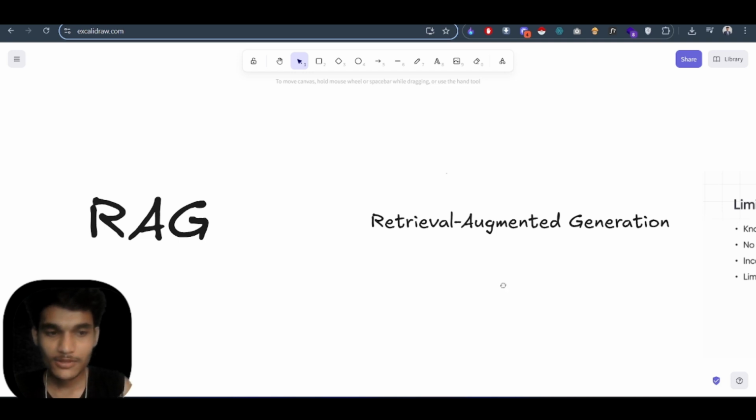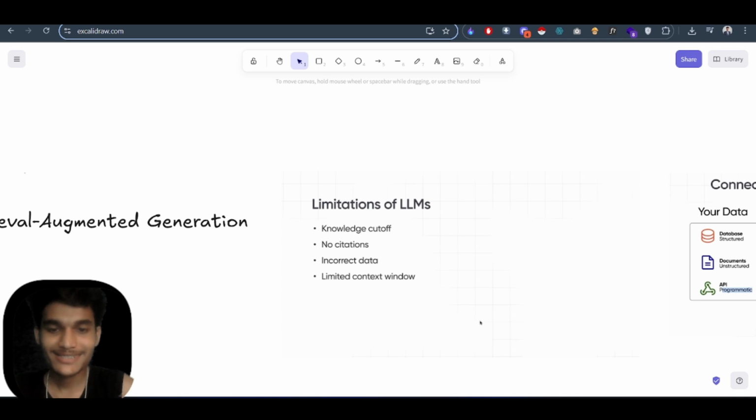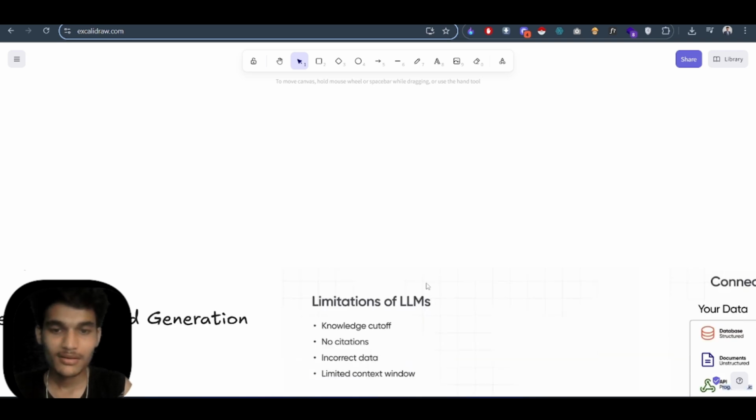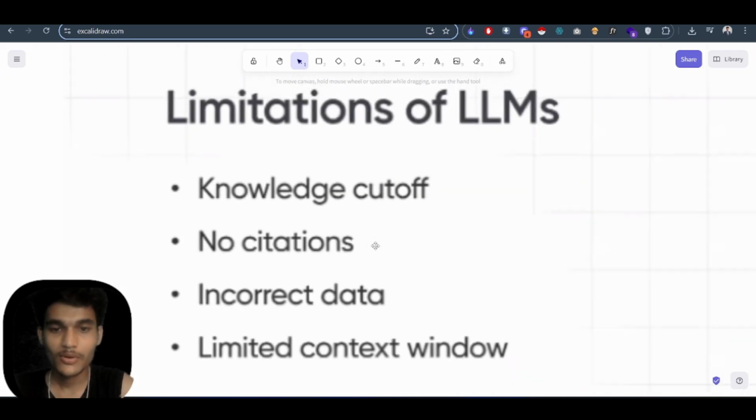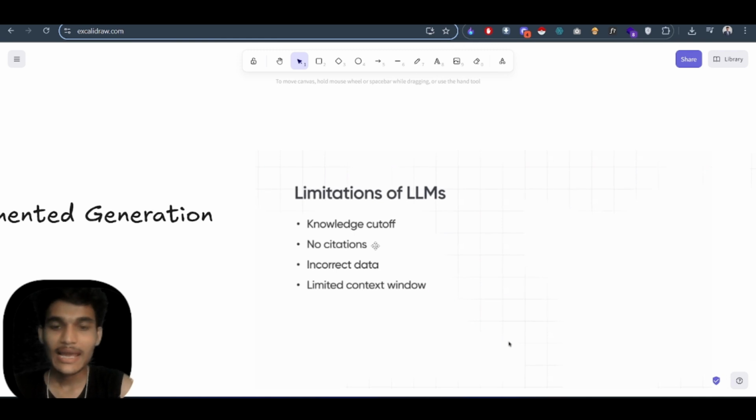First of all, what are the limitations of LLMs? To identify why we are using RAG, we first want to look at the limitations of LLMs. First, LLMs have a knowledge cutoff, which means an LLM does not have real-time knowledge. They always have a knowledge cutoff. That was the first issue.